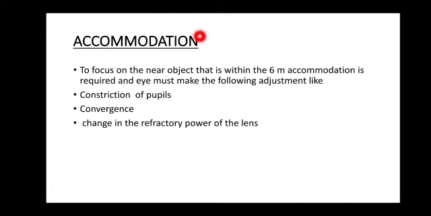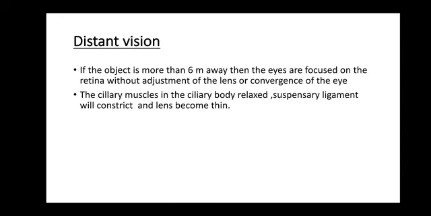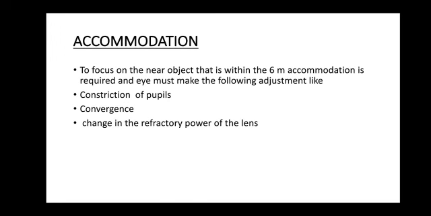Next is accommodation. Accommodation means that if the object is within 6 meters, then to see that object, accommodation is required. But if the object is more than 6 meters away, that is called distant vision. Without adjustment of the lens and convergence, you can focus on a distant object. So let's go to accommodation. For this, there are three things required to understand: constriction of the pupil, then convergence, then change in the refractive power of the lens.